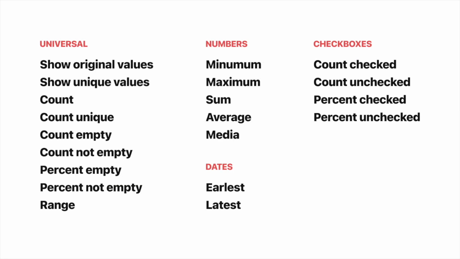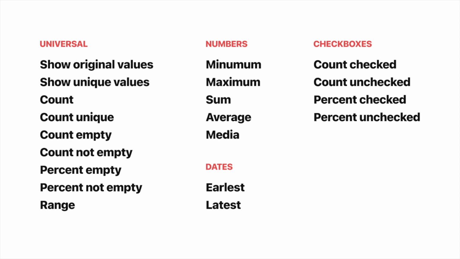So rollups can perform a variety of calculations on the values that they retrieve. Some of those calculations are applicable for all value types, and some are specific to value types. So a few examples that are used most commonly include just showing the original values, which is just going to comma separate the values that are retrieved. You can show just the unique values. You can count the values. You can count the unique values. You can count the empty ones. You can count the not empty ones. You can display the percent empty, the percent not empty, and you can display the range.